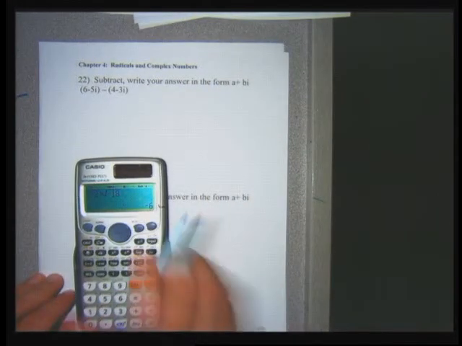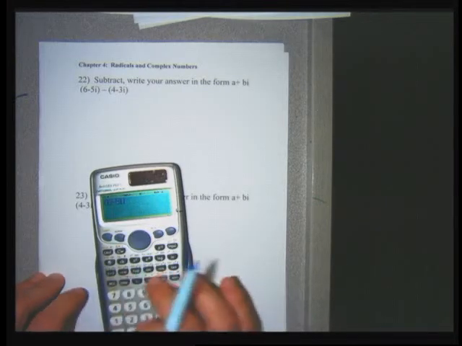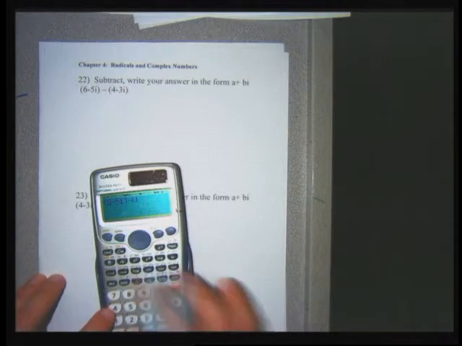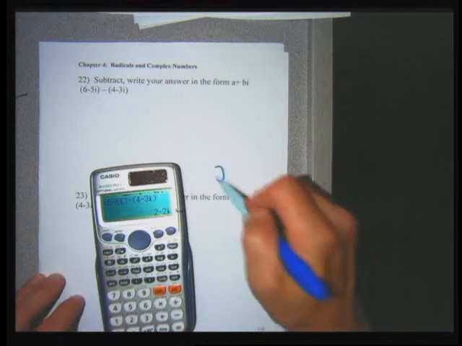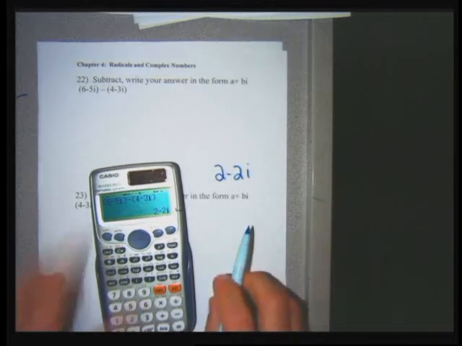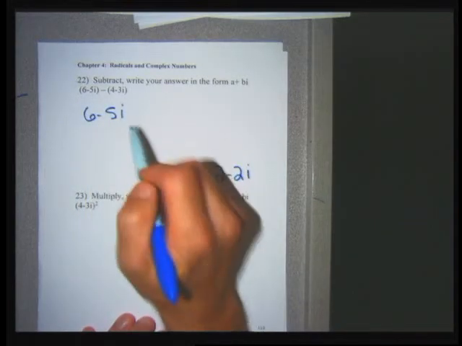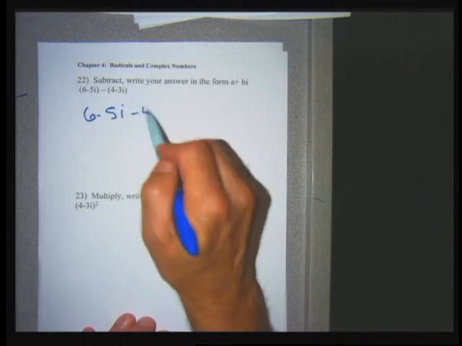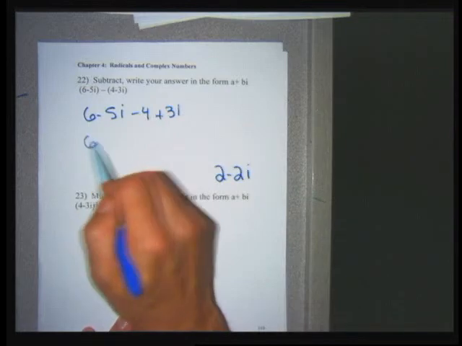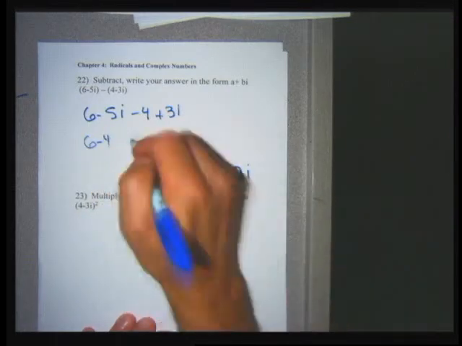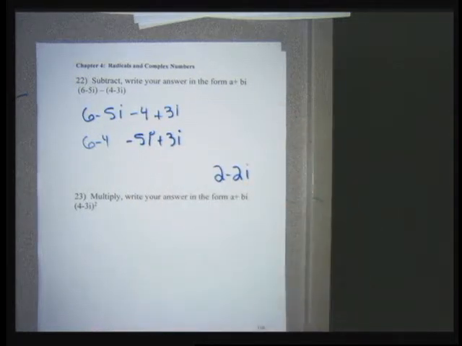22: 6 minus 5i minus parentheses 4 minus 3i is 2 minus 2i. To get there by hand, first parentheses I just drop. Second parentheses I write the opposite when I drop it. The opposite of positive 4 is negative 4. The opposite of negative 3i is positive 3i. Then I have to go 6 minus 4, which is going to give me the 2. And minus 5i plus 3i is going to give me the minus 2i.